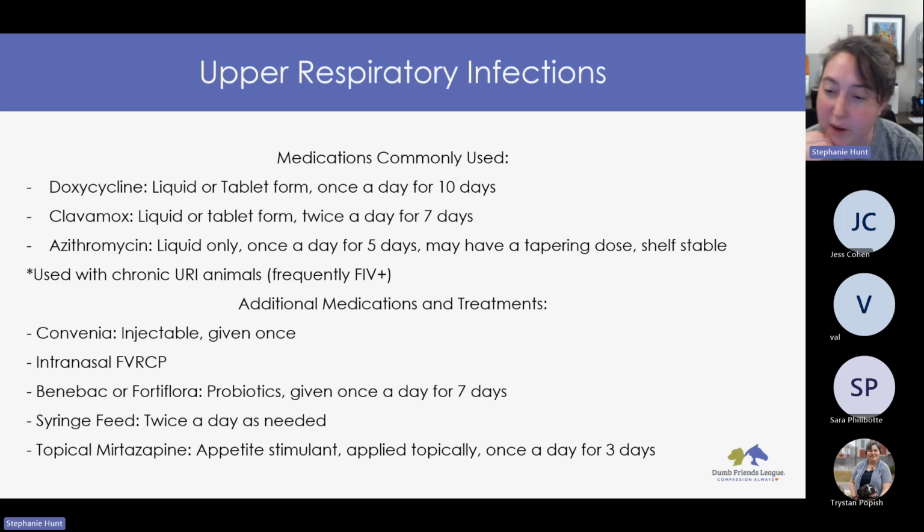I didn't add it on here, but we also have Entice, which is an oral appetite stimulant that can be used in both cats and dogs. And again, it's not to address the upper respiratory, but it's to help encourage their appetite and help keep them eating while they're trying to recover from the upper respiratory infection, and while we wait for those antibiotics and those other supplements to help support the animal and get them feeling better.